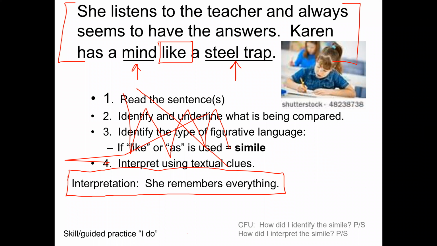Again, please write down the simile as well as the interpretation. To be stuck. Make sure your mic is muted because we don't want to hear your conversation in the background.